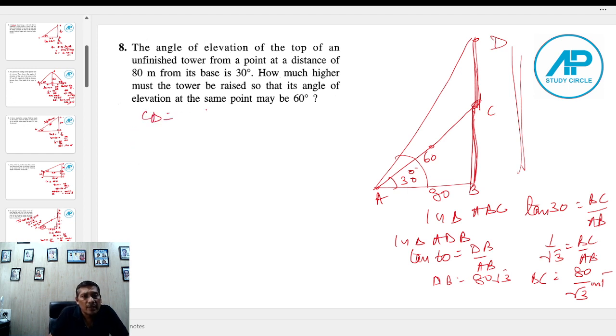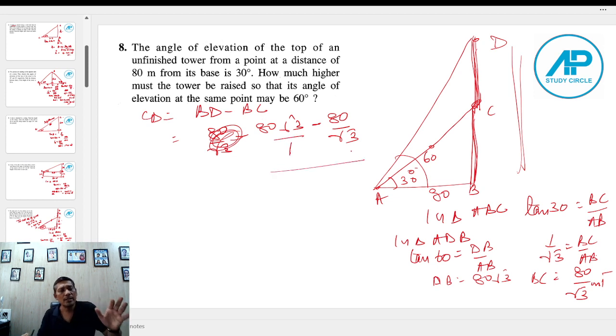The CD would be given by BD minus BC. 80 by root 3 minus 80 into root 3. I have the wrong value. 80 root 3 minus 80 by root 3. I need to find this value. So what I can do here is I can take LCM here. Now don't try to divide 80 by root 3. That will be a disastrous thing you should do. So you got 80 into, it's got 240 minus 80 upon root 3.